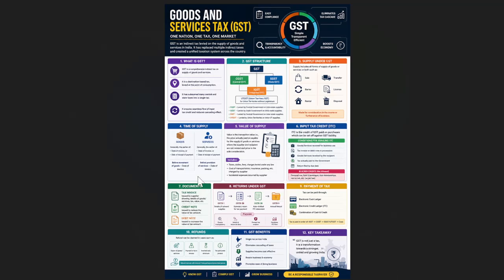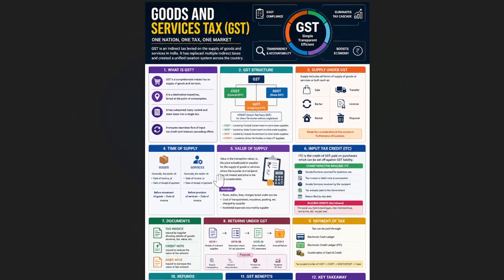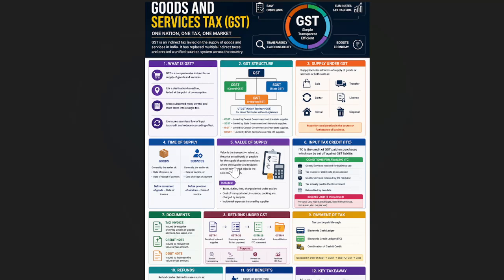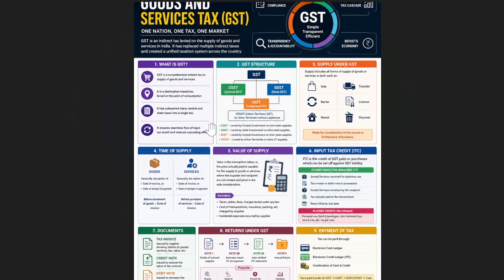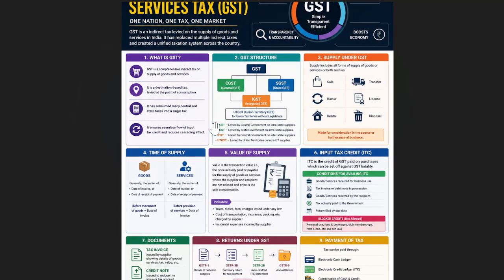Today we have come here to understand what is GST. Many new students get scared by the word GST. It's basically a very simple tax if you are clear with the fundamentals. You can solve any problems. Now let us come to the main thing.